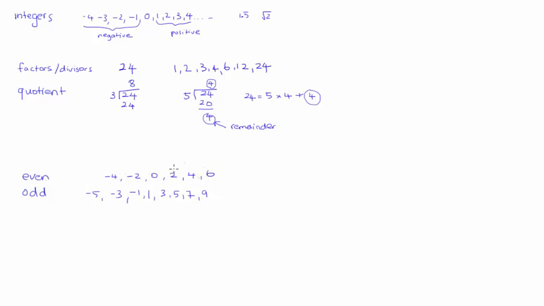Obviously, the positive part can be called positive even integers, and these are positive odd integers. These negative parts are called negative even integers and negative odd integers here.